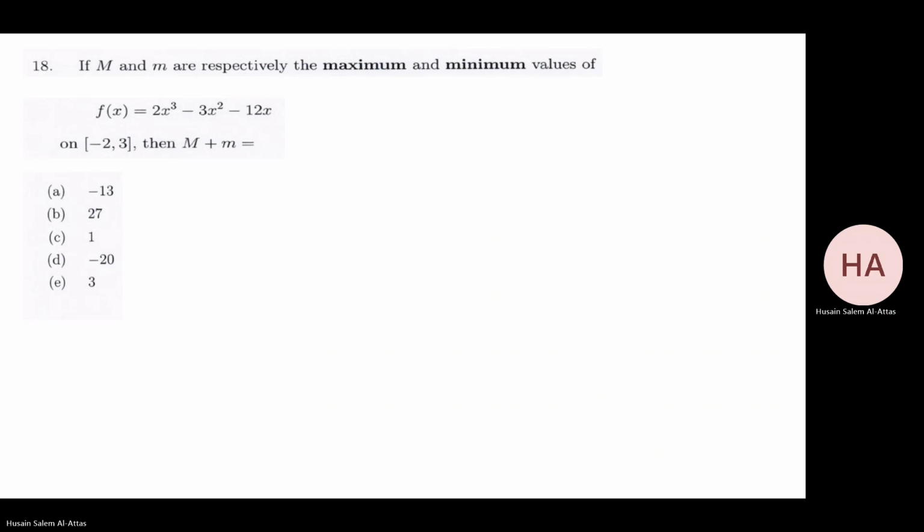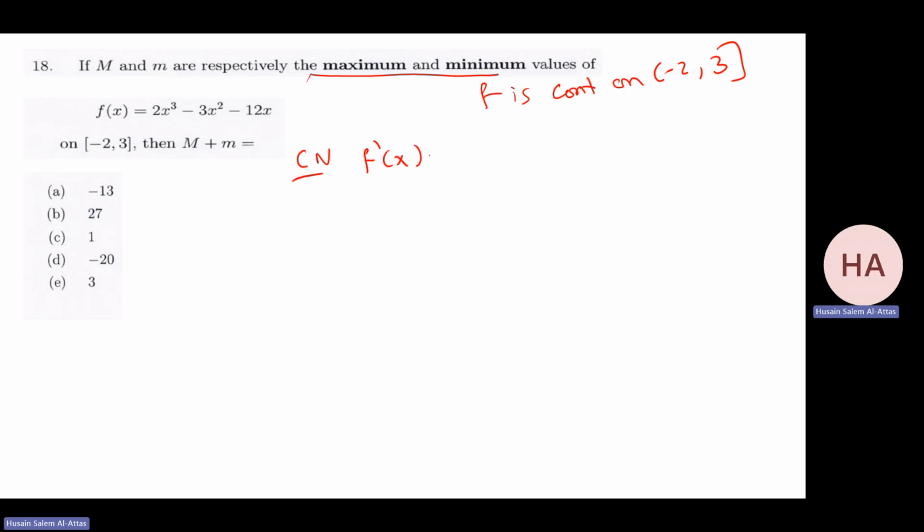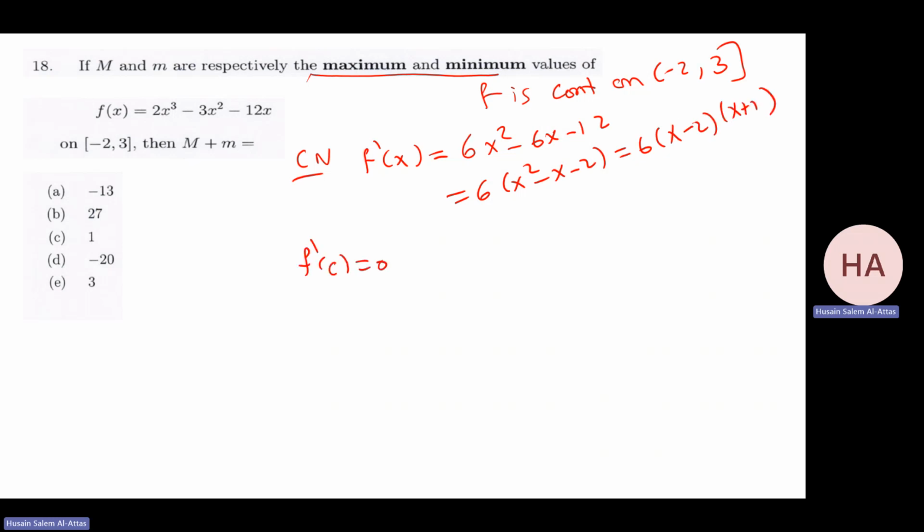So I have here absolute maximum, absolute minimum. We know that if it's continuous on this interval, now I check critical numbers. F prime at x is 6x squared minus 6x minus 12. Take 6 common factor, x squared minus x minus 2. So it will be 6 times (x minus 2)(x plus 1). F prime at c equals 0 implies c equals 2 or c equals minus 1.